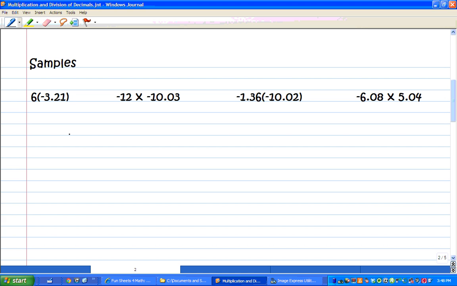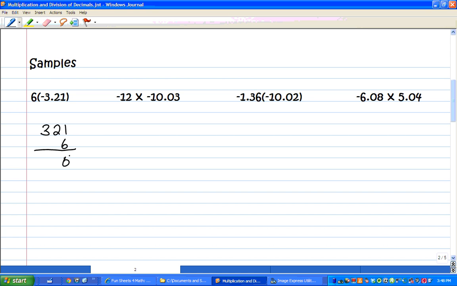When you are setting these problems up, it makes sense for you to take the number with the most digits and put it on top. So I'm going to put the 3, 2, 1 on the top. Notice I didn't put the decimal in there and I didn't put the negative sign in there. You don't need that right now. And then I'm going to put the 6 down here. And I'm going to multiply.